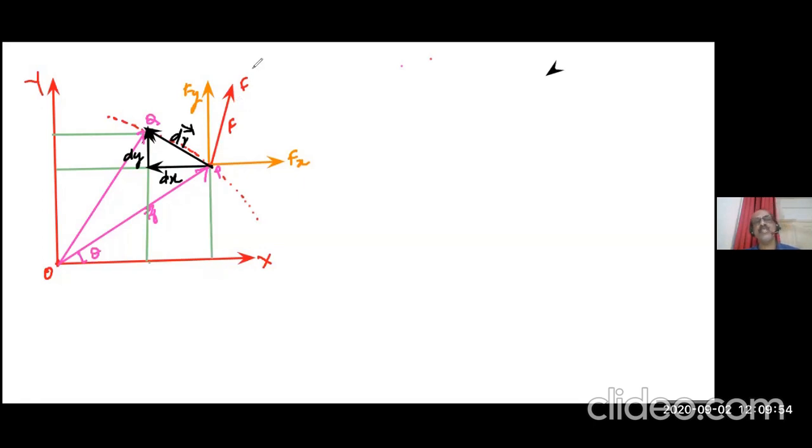Any doubt in this? No, sir. Now OP is R. Then what is OQ? It's a vector addition, triangular vector addition. OP plus PQ will be equal to OQ, right? Adjacent sides of a triangle taken in order, then the third side in the reverse order will give you the resultant, isn't it?